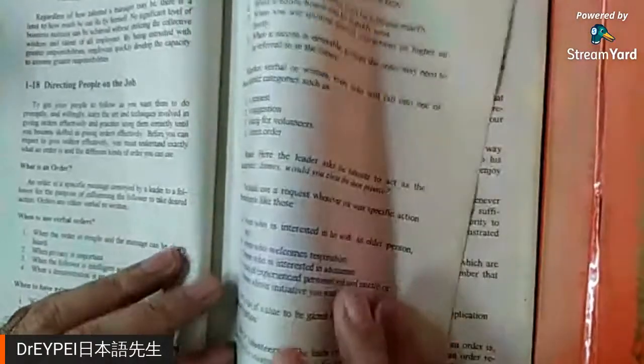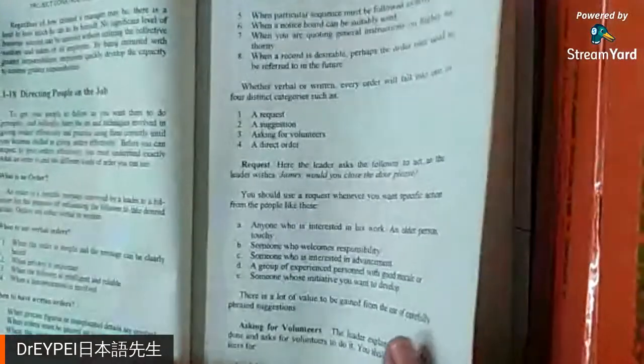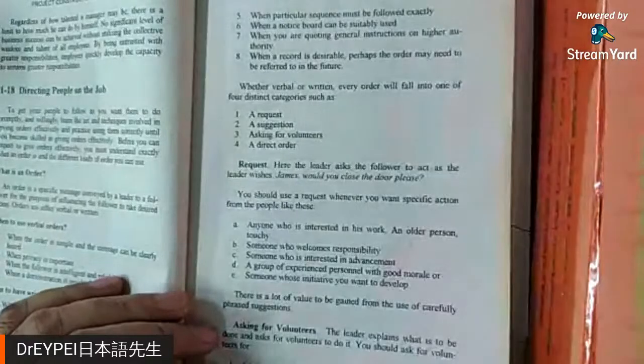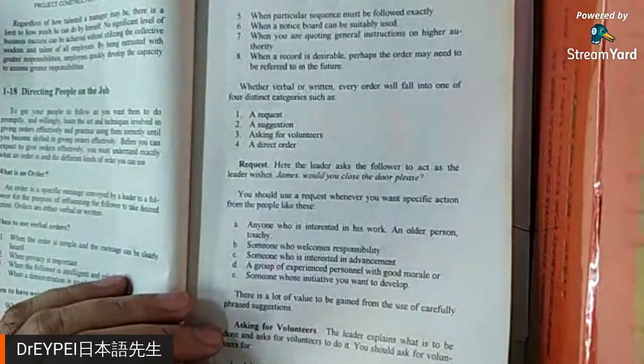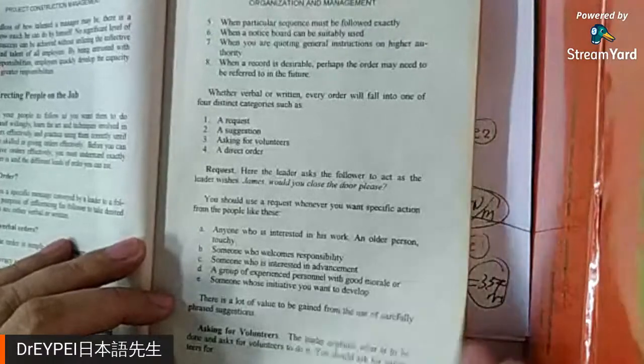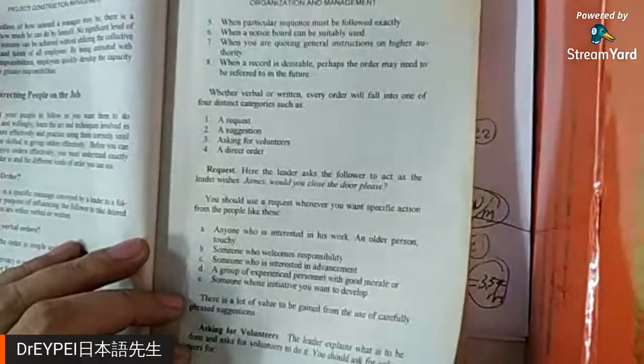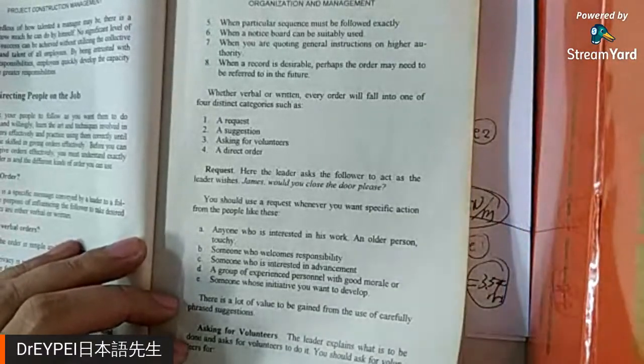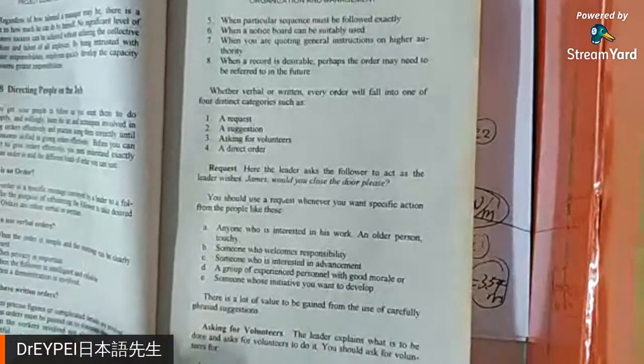Okay? Directing people on the job is also important. The use of the verbal order. What is an order? To direct people by request, by suggestion, asking for volunteer or direct order. Those are the types.